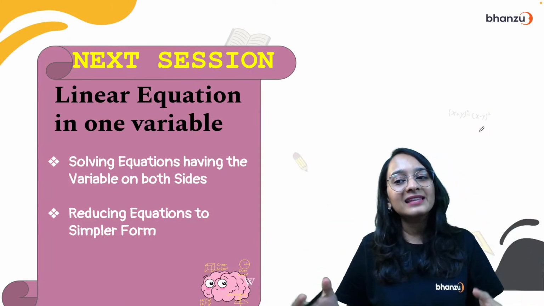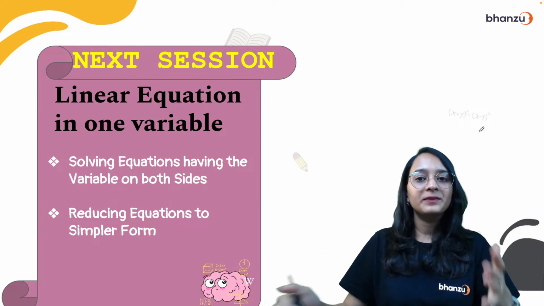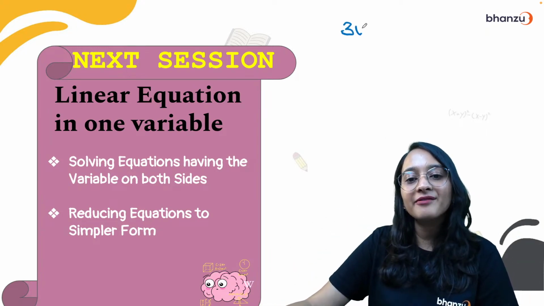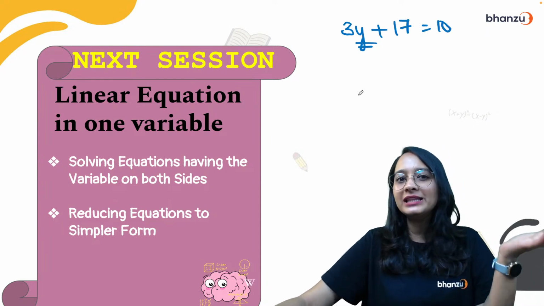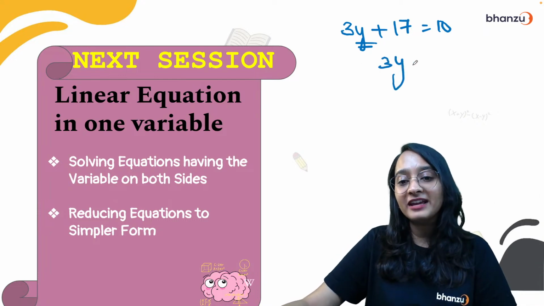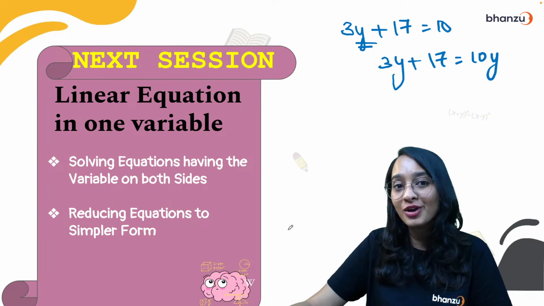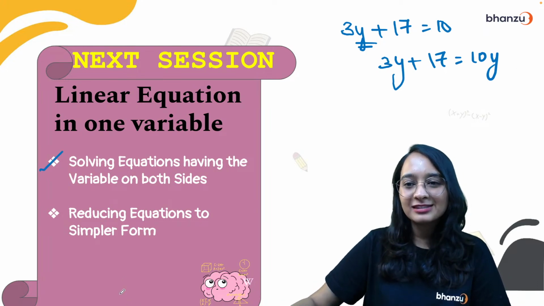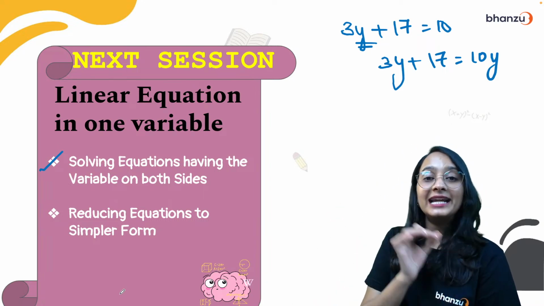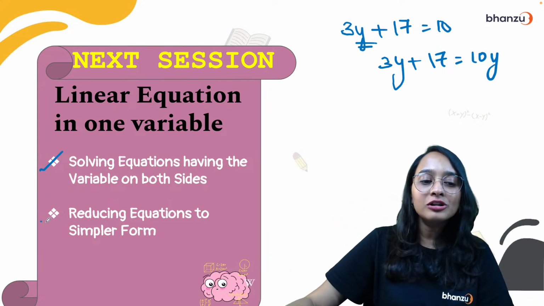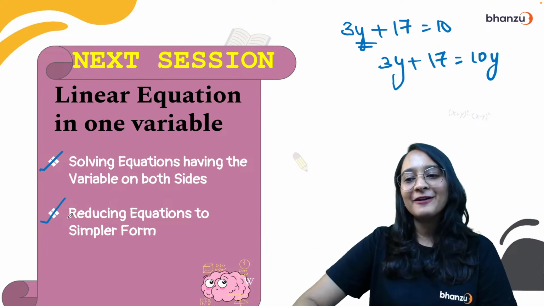Alright. In the next class, we will be talking about solving equations with variables on both sides. Till now, we have dealt with equations where we have variables only on one side, which is usually the left-hand side. But what if I have variables on both sides? How am I going to solve that? Is what we're going to do in the next class. So please be on time. Which class math is this? This is for grade 8. Grade 8. And we will also talk about reducing equations to simpler forms and then solving them further.